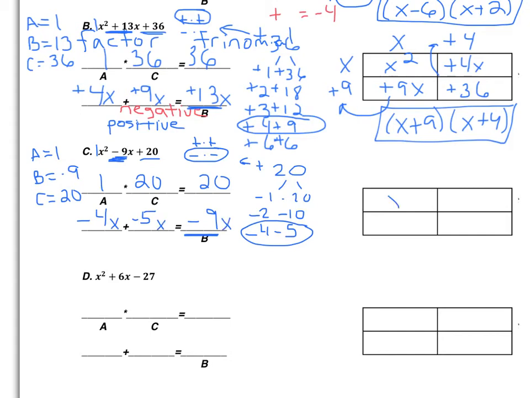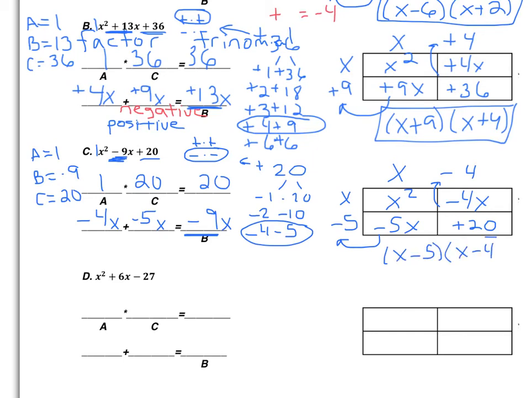So in our square, we have x squared, and then negative 9x splits into negative 4x and negative 5x, and our constant is a positive 20. In the first row, we divide out x. In the second row, we have a 5, and because this is negative, it's negative. And we have an x and a 4, and because this is negative, that's negative. So we have x minus 5 times x minus 4.